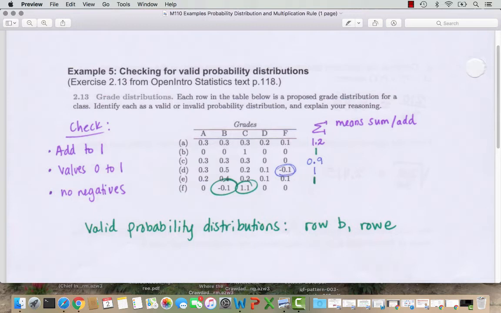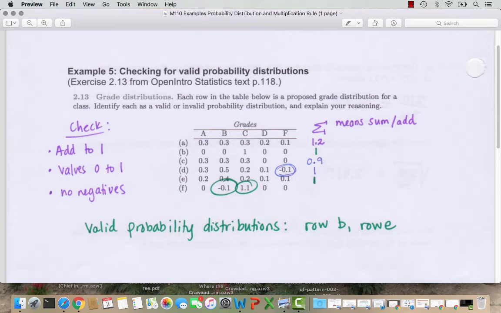In row C, in that class, no students get D's or F's, and 0.3 is the probability for getting A, B, or C grades, so that's like 30% of the students get A's, B's, and C's. So that total is 0.9, or you could think about it as 90%. So row C is not a valid probability distribution because the sum is below 1. So we're missing some part of the class there.